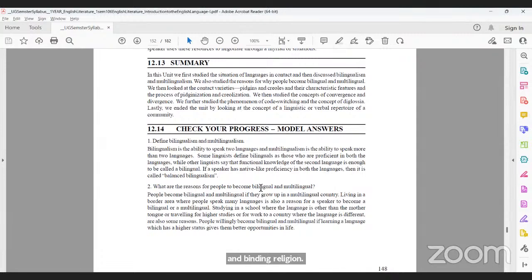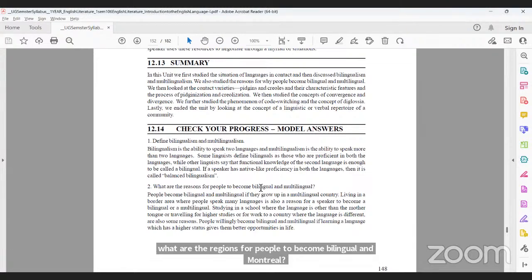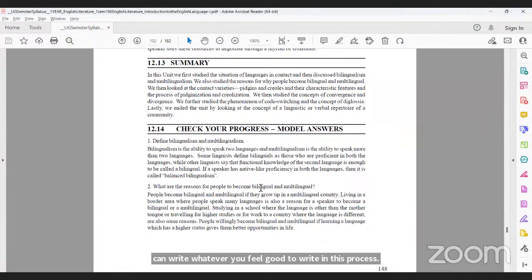So what are the reasons for people to become bilingual and multilingual? You can write whatever you feel good to write in these questions. Okay, there is nothing to discuss about. There are many causes: for the sake of job, for the sake of your passion, for the sake of your study. You can move from one place to another place. Intercultural marriages also happen.